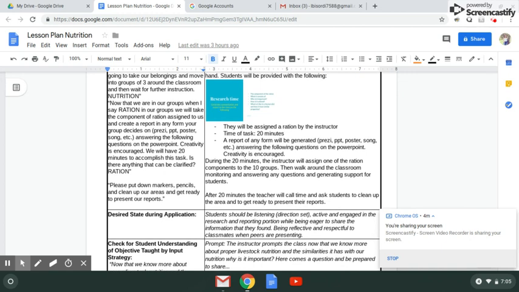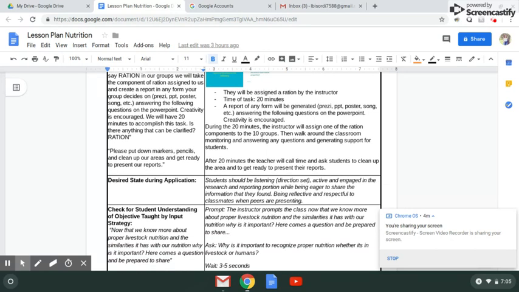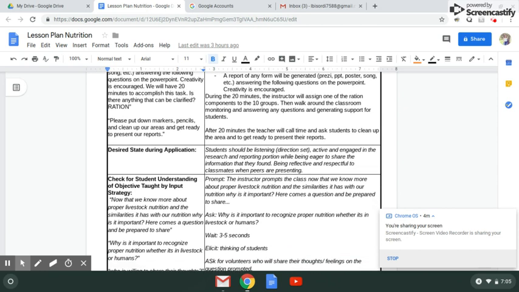And then at the end of that, students will present it. Again, it can be done as a Prezi, PowerPoint, a poster, even a song. Students are encouraged to be as creative as possible. And again, noting the desired state during application.